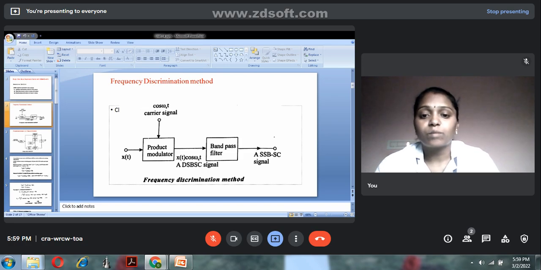into a band pass filter. So the output is, one sideband is suppressed. So finally we get the SSB SC signal at the output of the band pass filter. This is the first method, the frequency discrimination method or filter method.